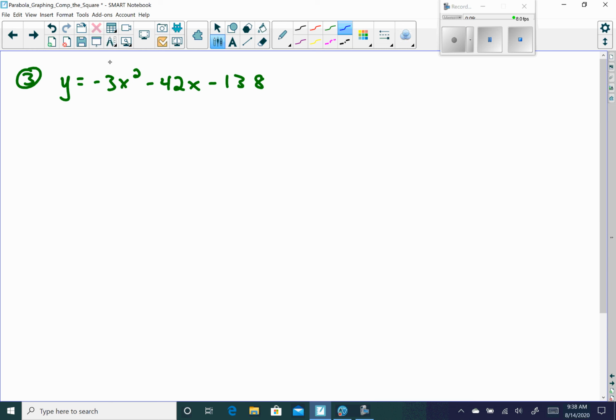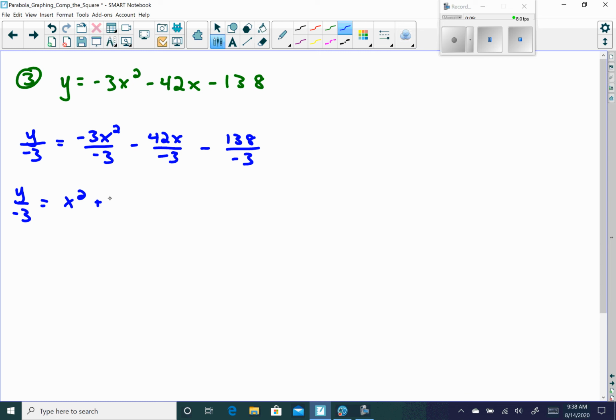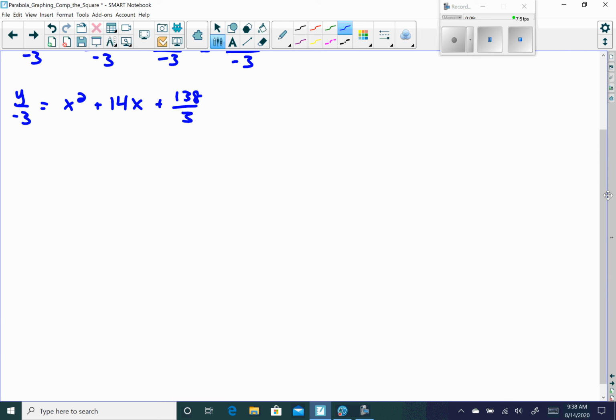So again, in this one, we have a leading coefficient that isn't a positive 1, so I have to get rid of that -3. I'm going to start by dividing everything up here by -3. And just be very careful watching your signs. So here we're going to get an x squared, we'll get a plus 14x and then plus 138 over 3. Next, I want to move that 138 over 3 to the other side.